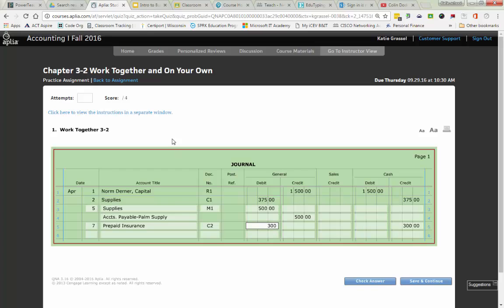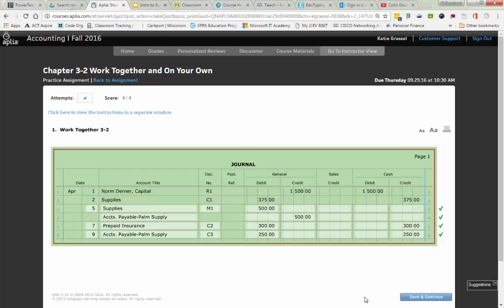Not 310, 300. The 9th, pay cash on account to Palm Supply, $250, C3. Caden, what two accounts? And what do you know because of this source document? Cash has to be credited. So what am I writing as the account title? You got it. I got it perfect on work together. Go ahead and try it on your own.